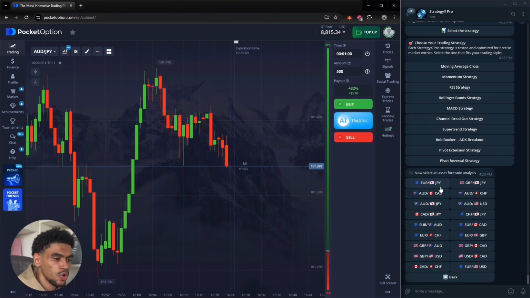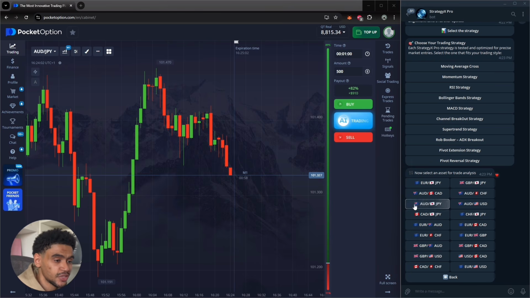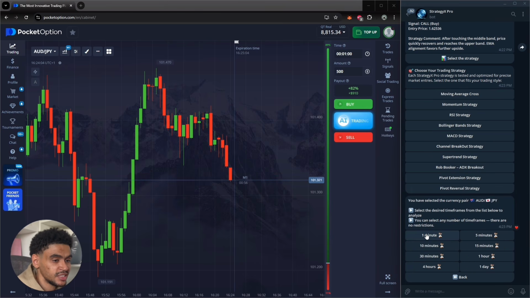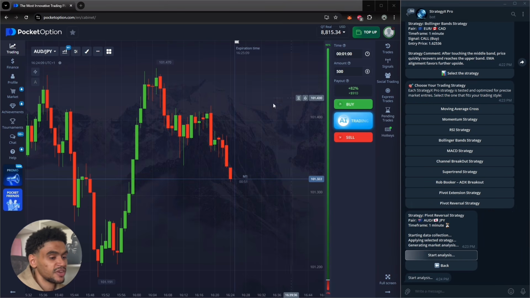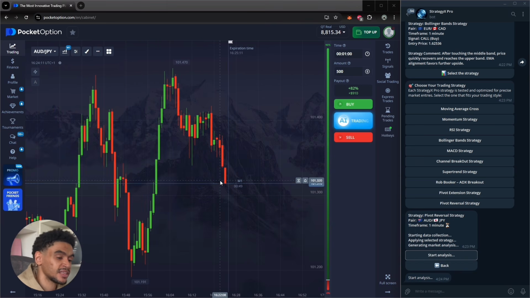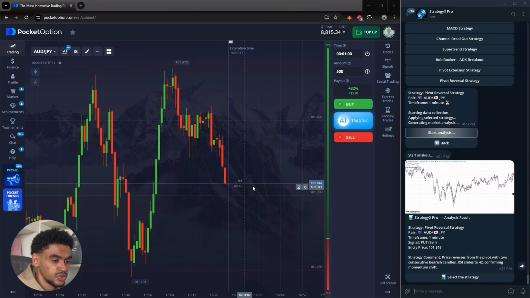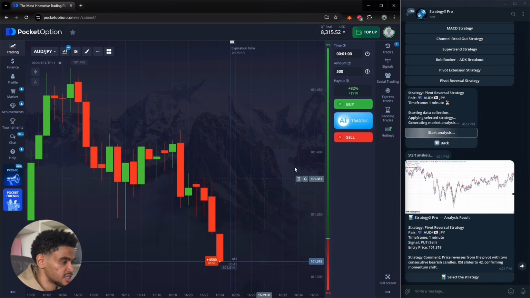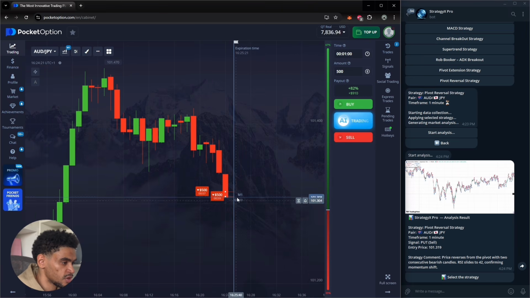We had to circle all the way back to Australian dollar, Japanese yen. There were no assets with above 80%, so we're going in here, and let's see if the robot can close out the session on the same asset that we started with. Let's see the analysis. We're gonna use pivot reversal strategy. We're gonna place a sell position here, and I'm gonna drop another 1000.